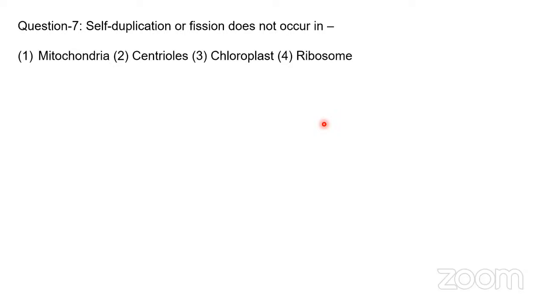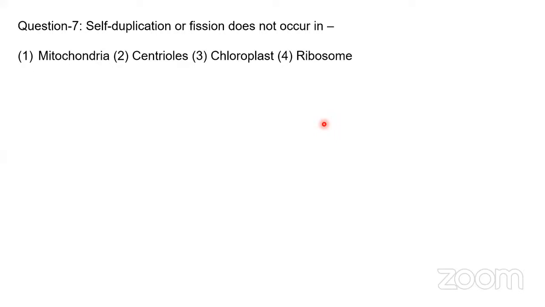Self-duplication or fission does not occur in. So option number 1 is mitochondria. We know that mitochondria do undergo fission. Option number 2 is centrioles. Yes, centrioles also do divide by the process of fission. Option number 3 is chloroplast.